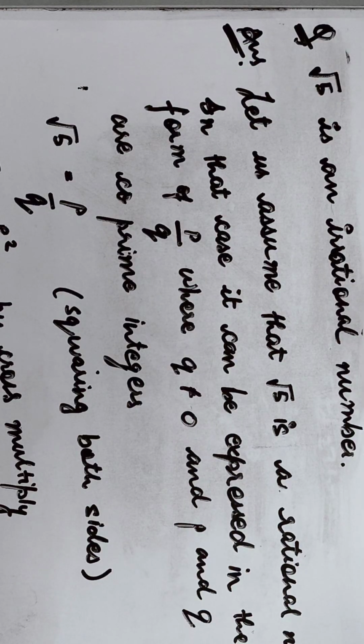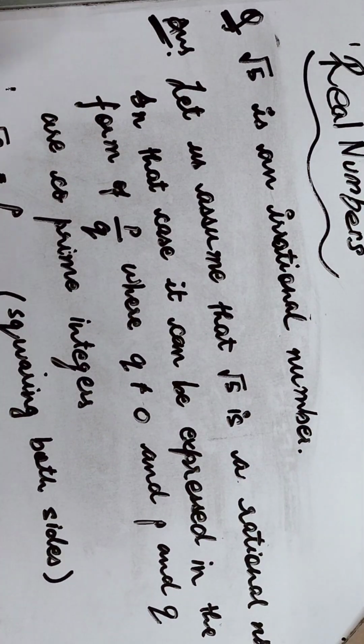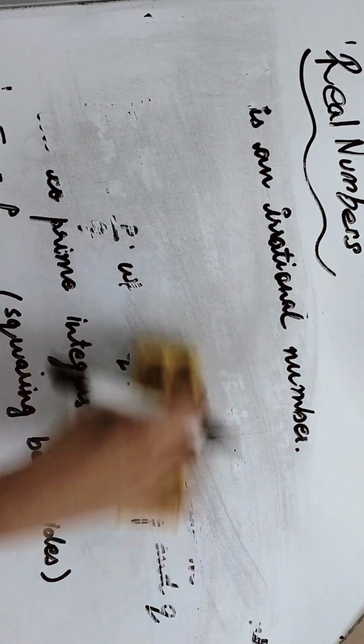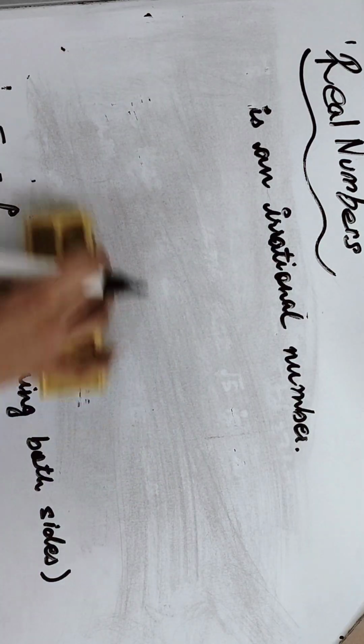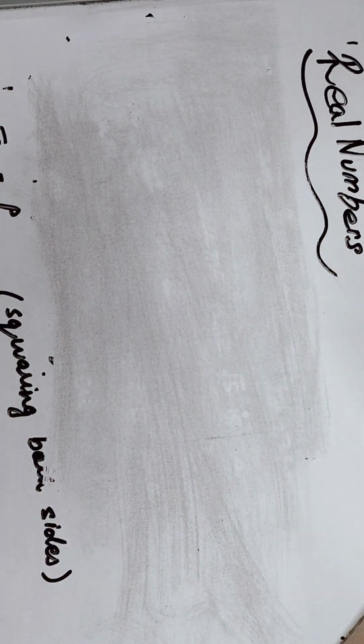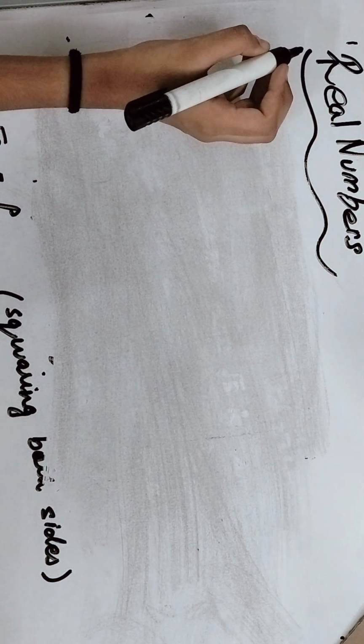Since p square equals 5q square, and you multiplied by 5, therefore p square is a multiple of 5. So p is also a multiple of 5 as per theorem.